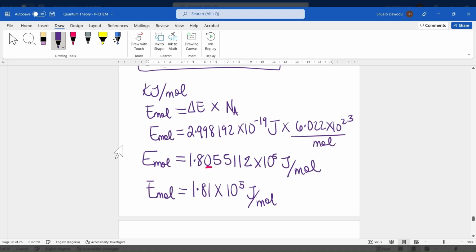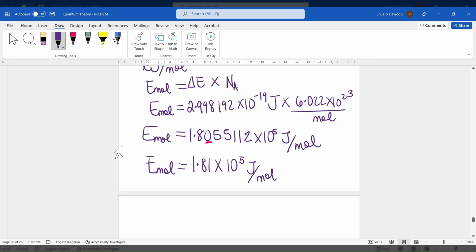Now, I wanted to quickly mention something. You see, now that we've done this, the question still says we should solve in kilojoule per mole. So when we convert this answer from joule per mole to kilojoule per mole, we're just going to divide by 1000. So we end up with E mole is going to equal 1.81 times 10 raised to the power of 2 kilojoule per mole. So that is basically the answer to this question. Successfully, we've done it.